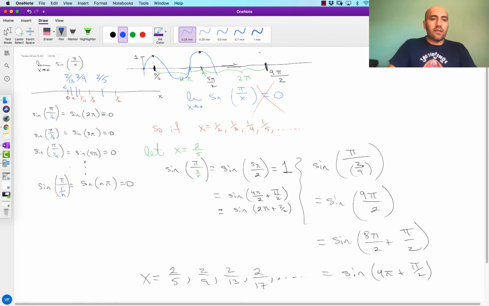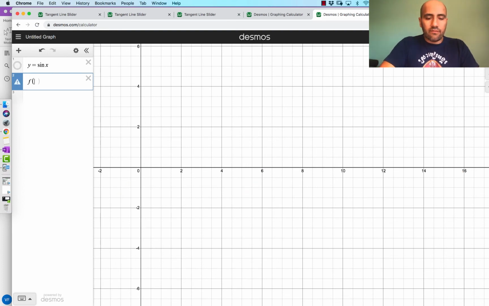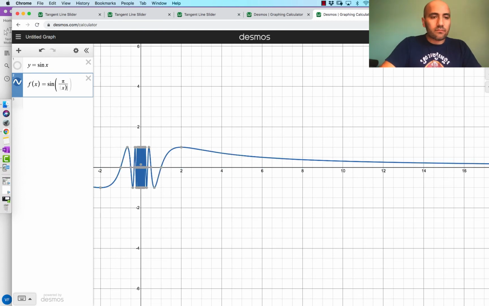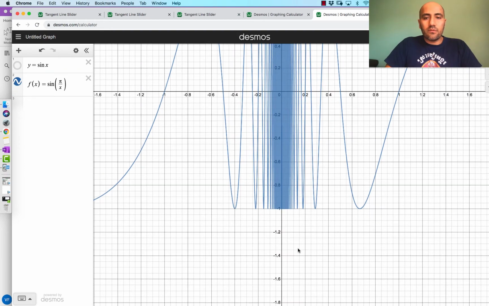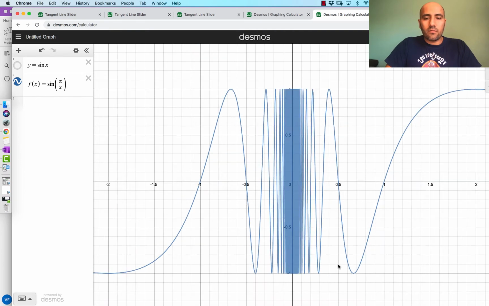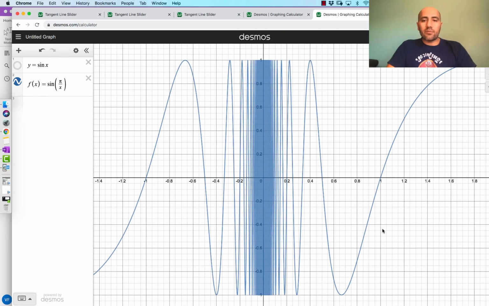So what is this saying? Let's look at the graph. The graph might bring some light to this. So let's look at the graph of this function. So let's graph f of x equal to sine of pi divided by x. Here's what the graph looks like. Let me zoom in a little bit more. So here's what the graph ends up looking like.